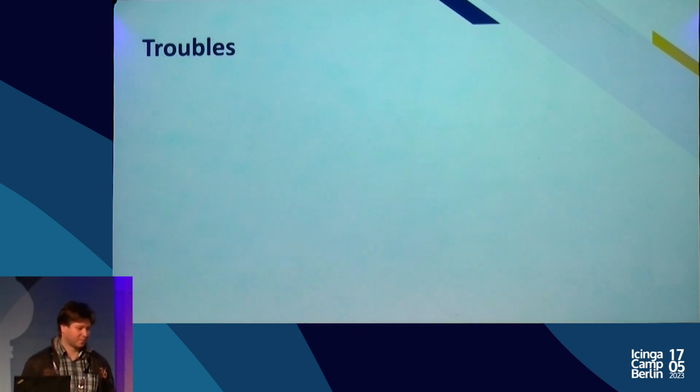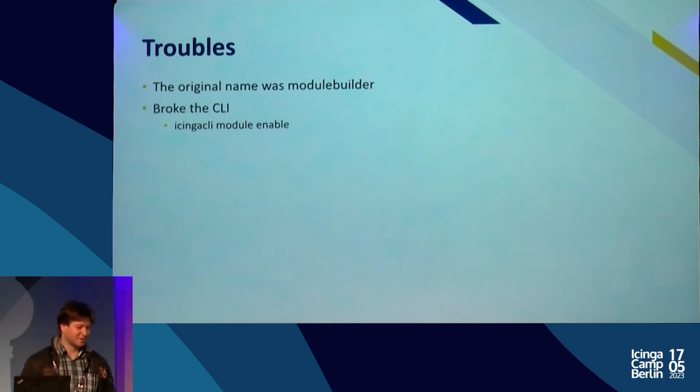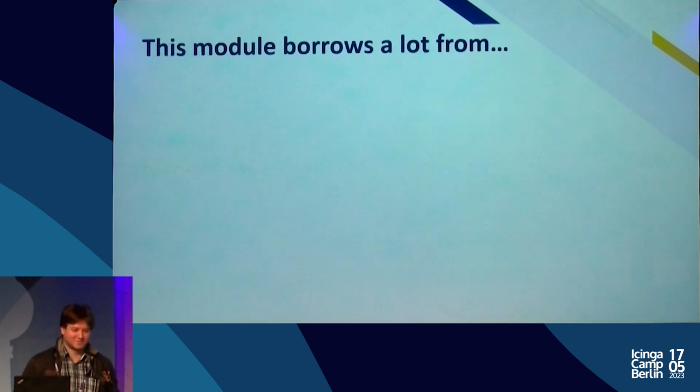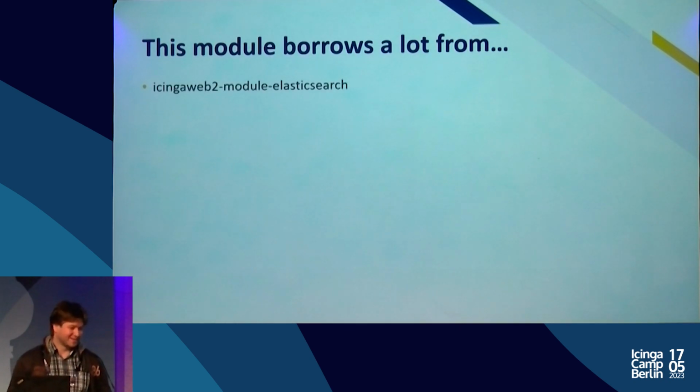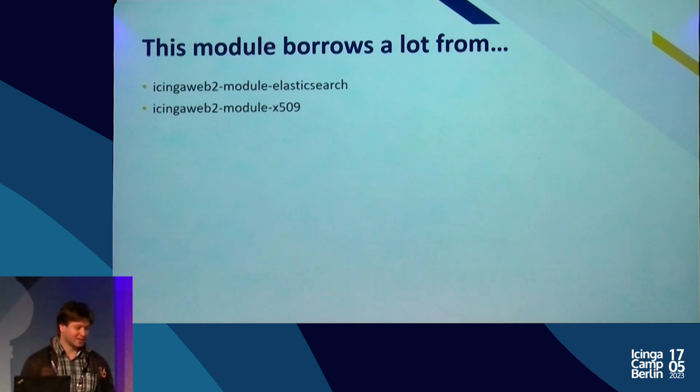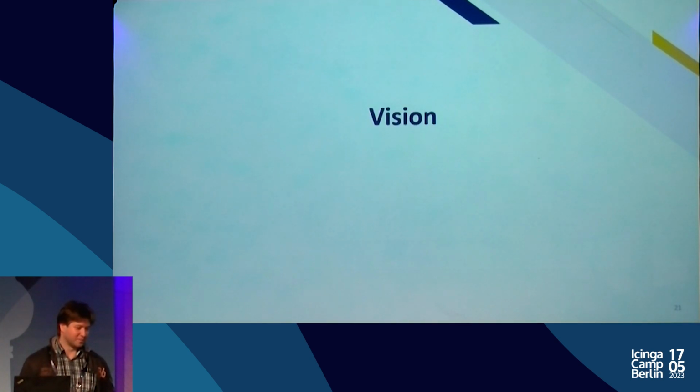Some troubles I had: the original name was modulebuilder, and there was a problem with the CLI, so icinga module enable didn't work anymore. I think it's fixed now. I don't want to rename it yet, because of namespaces. This module borrows a lot from the Icinga Web 2 module Elasticsearch, because of the grid view, and the X509 module with the list view.